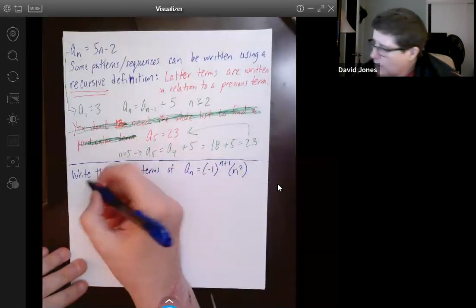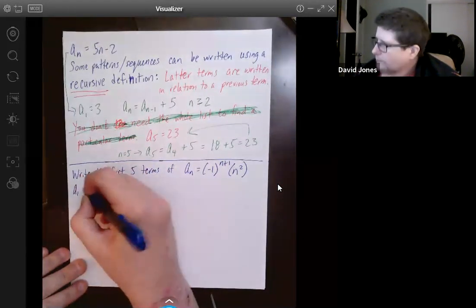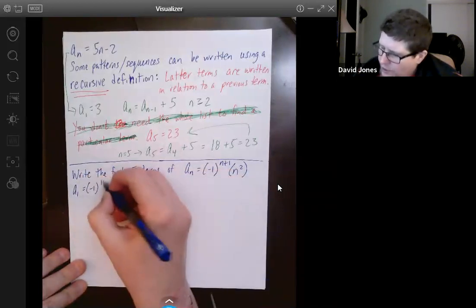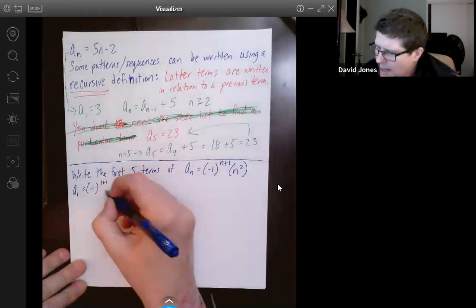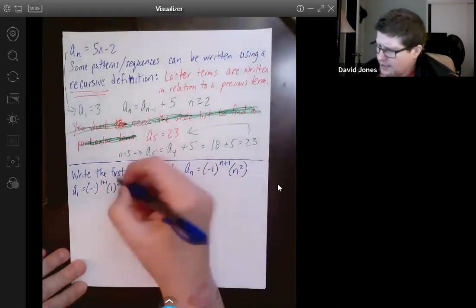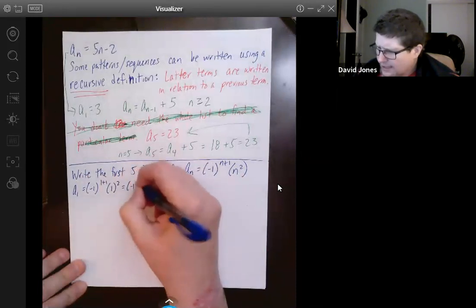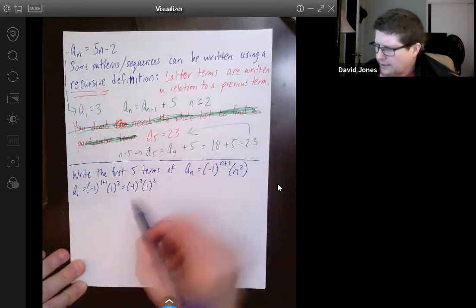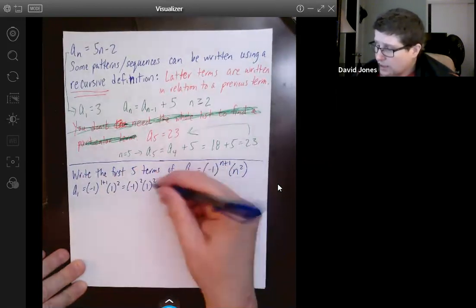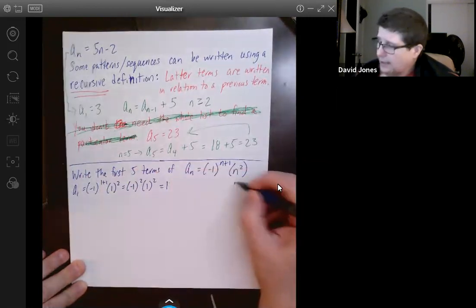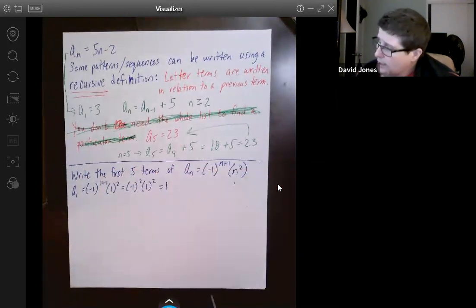We'll do a sub 1. That is -1 to the 1 plus 1 power times 1 squared. This gives me -1 squared times 1 squared. -1 squared is just 1, and 1 times 1 is 1. So a sub 1 is 1.